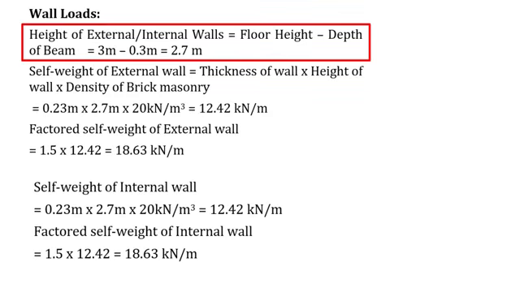Height of wall will be equal to floor height minus depth of beam. Floor height is given as 3 meter and depth of beam is 300 mm. The total will be 2.7 meter.